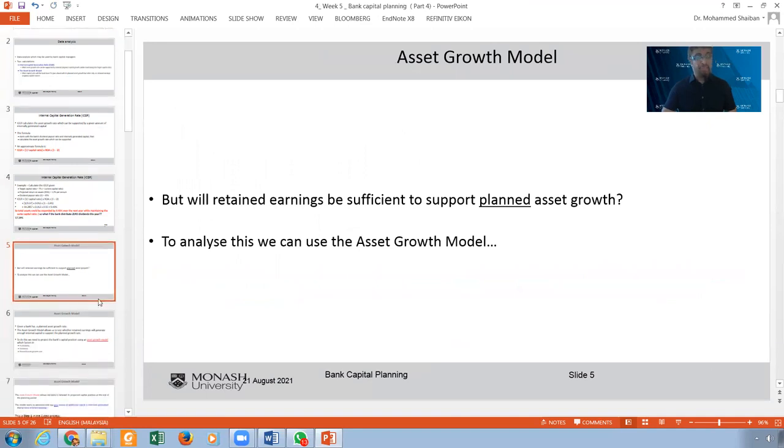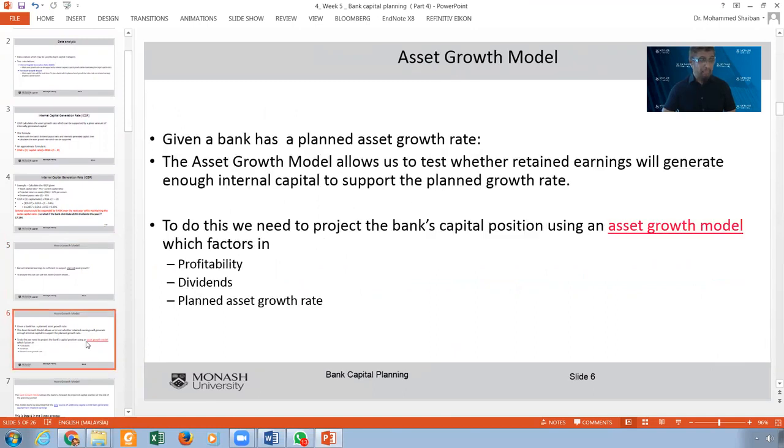So if this is not enough for my planned growth, then in this case, as you can see, we go now to the asset growth model. And the asset growth model is proactive. I mean, it has a dynamic where you can check how much capital is there. If it is not there, then you have to do something about it. The asset growth model allows us to test whether the retained earnings are enough to support our projected growth. And to do this, of course, we have to deal with profitability, dividends, and planned asset growth. These three factors will affect the formula of this model.